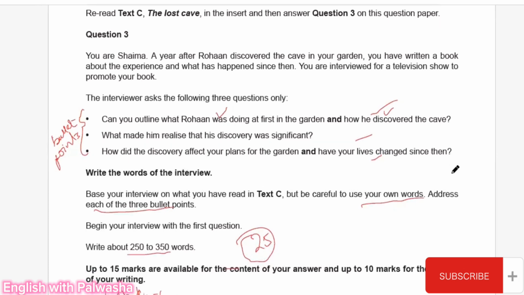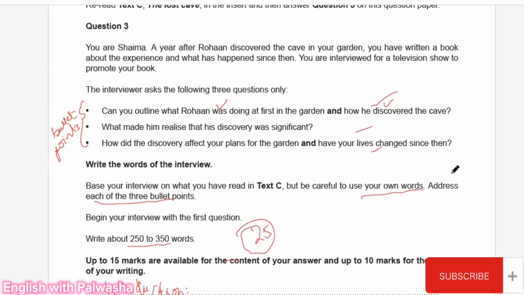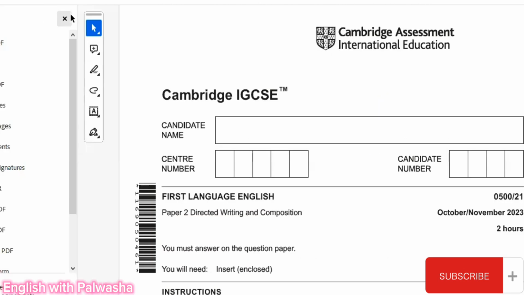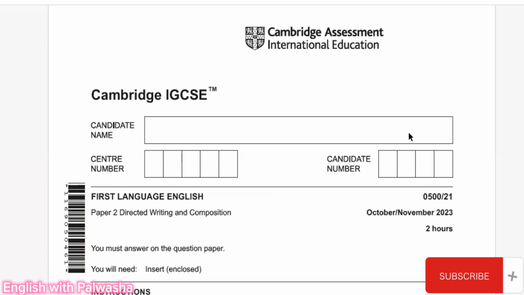Because when I'm writing the answers for you, I'm going to tell you how to structure the answers. It will be very, very easy for you to understand, because it's only to extract the answers from the text in your own words. You have to be smart and tricky enough to extract the answers and just transform them into your own words. That's it. Okay, so this is paper 2, which is the writing paper.